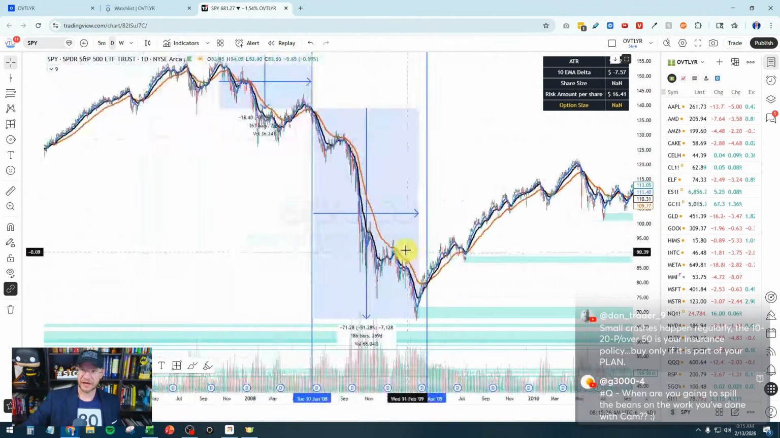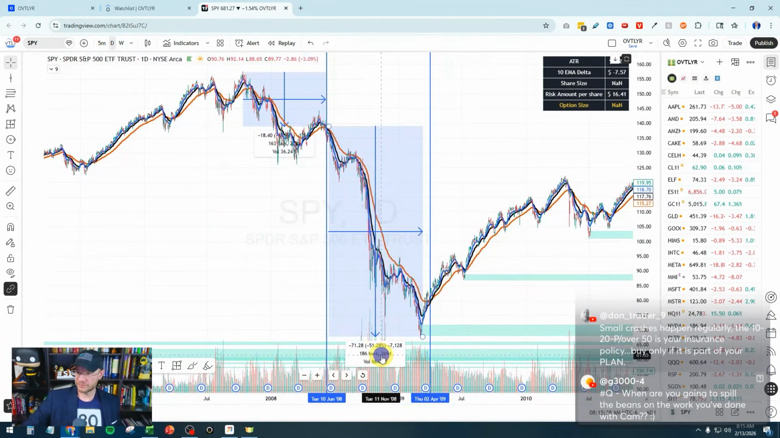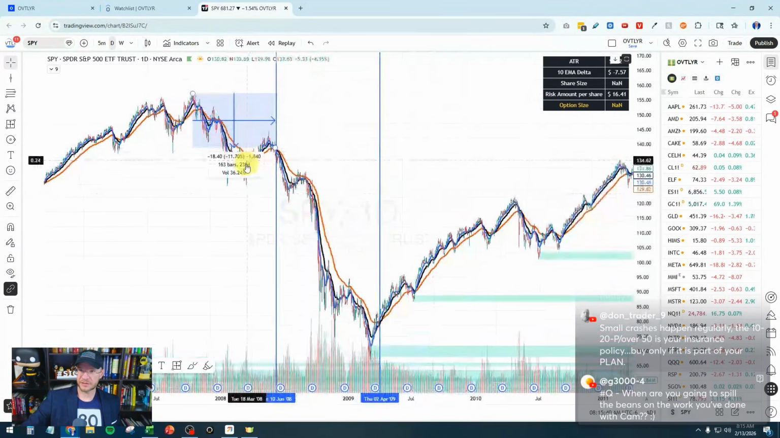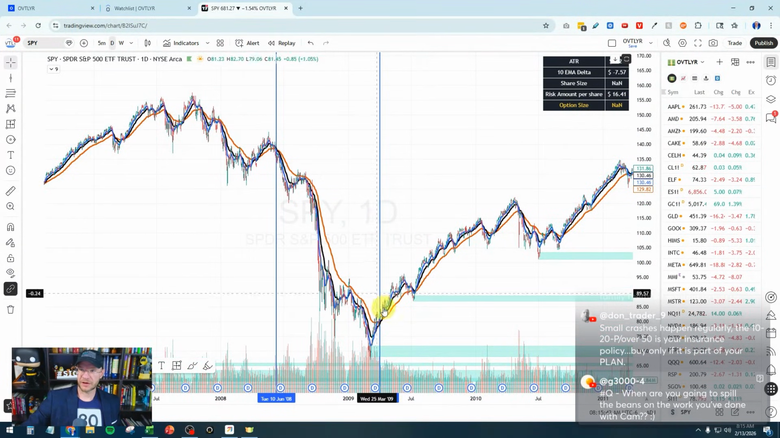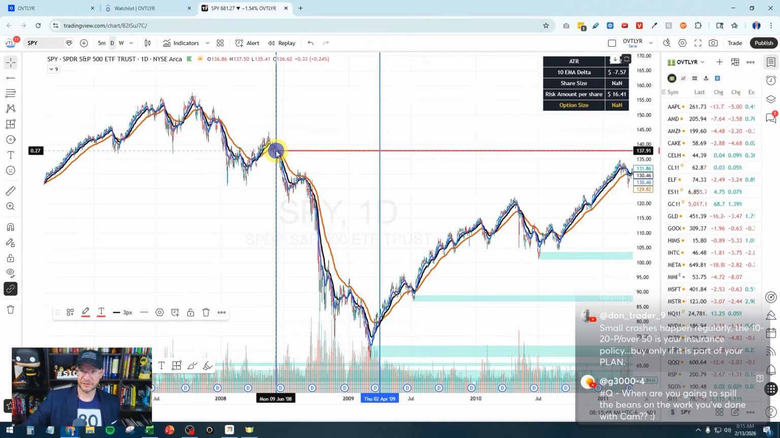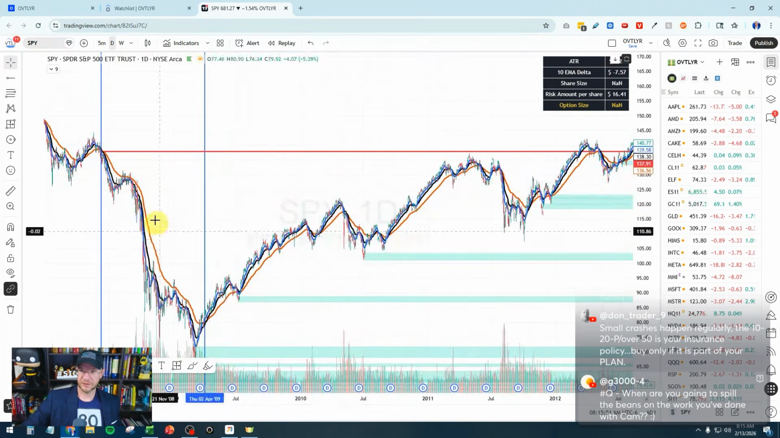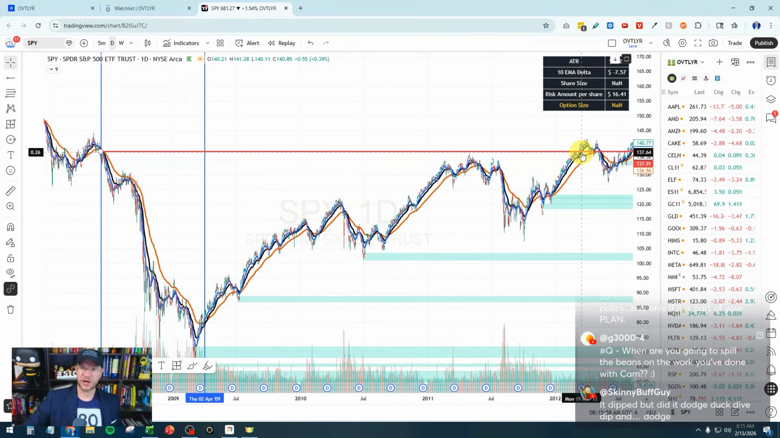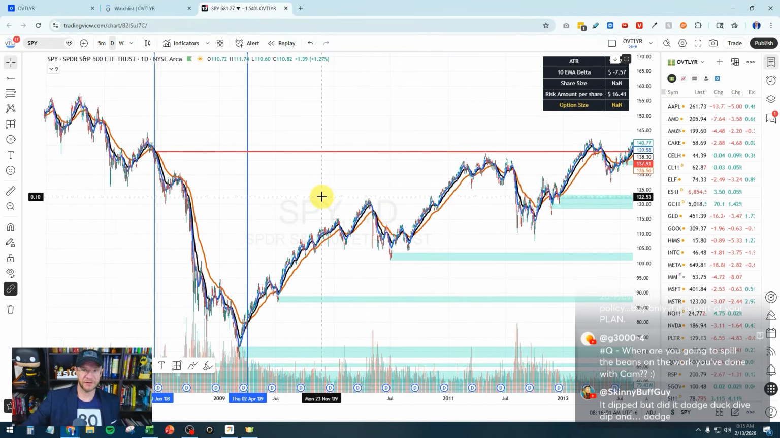And then how long would it have taken you to get back to break even? Let's see, remove this and remove this. How long would it have taken you to get back to break even if you bought the dip right here? Let's see. I have no idea. Okay. So that was from June of 2008 to March of 2012. So let's say 4 calendar years to get back to break even.